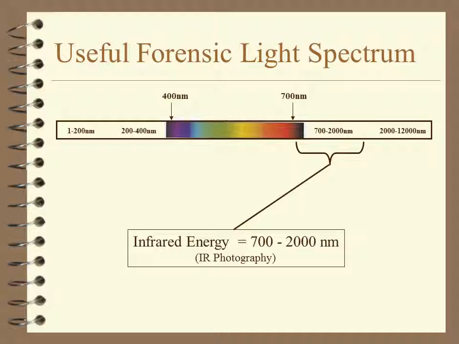Okay, infrared energy occupies the 700 to 2000 nanometer range. It was used a lot and still is used quite a bit for surveillance imaging at night, but it's also used forensically for injury documentation and also used for detecting altered and obliterated writing.